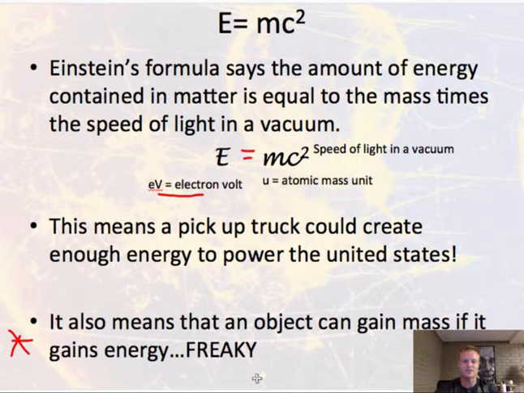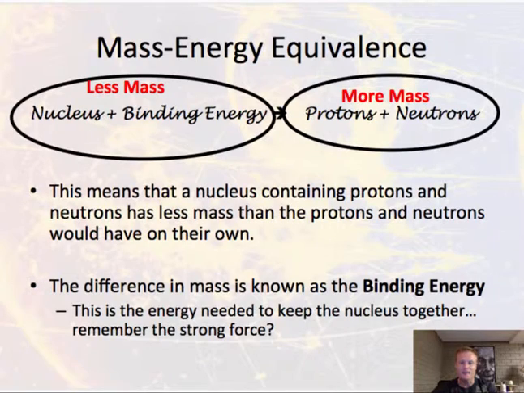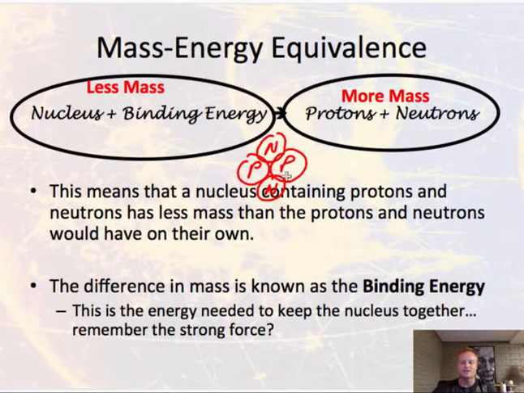So here's the mass energy equivalence. Basically, what it says is that the nucleus, let's say we have an atom with 2 protons and 1 neutron. I'll say neutron, proton, proton. Those protons, they don't want to be together, right? We'll throw another neutron in. But the strong force holds them together. And that strong force needs energy, and that's referred to as the binding energy, the binding energy to hold them together.